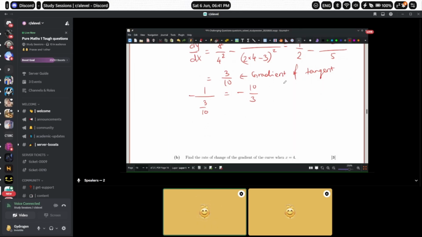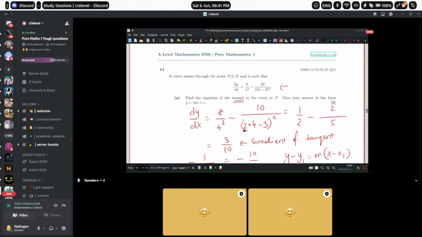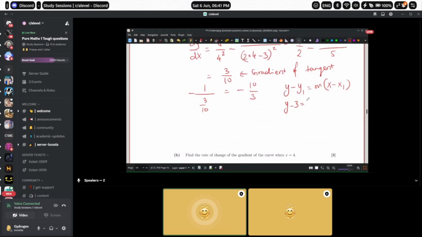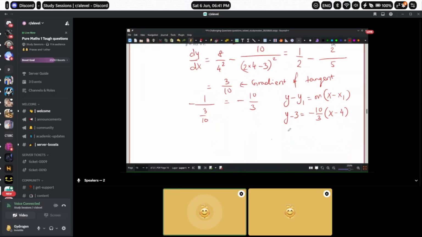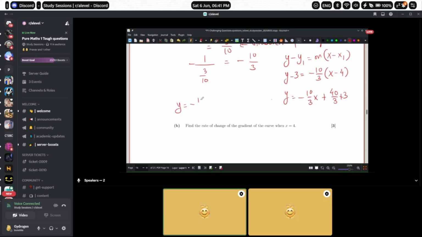Using the point slope form of a line, we get y minus 3 equals minus 10 over 3 times x minus 4. And in fact, yes, so y equals minus 10 over 3x plus 40 over 3 plus 3. So y equals minus 10 over 3x plus 49 over 3.